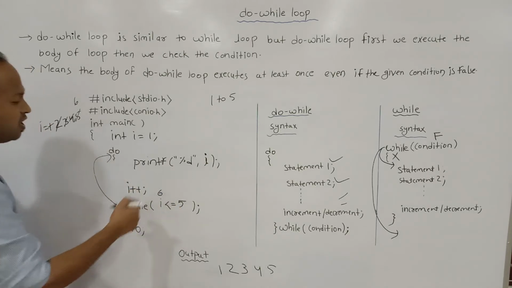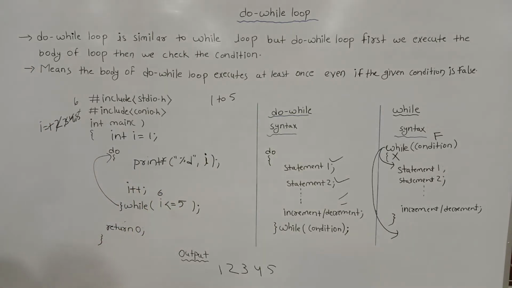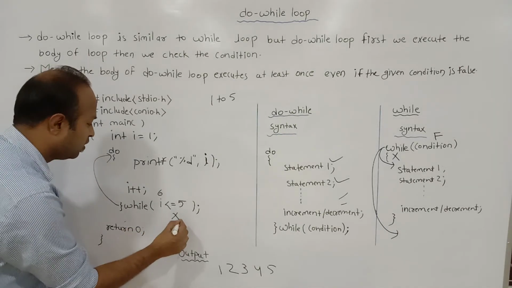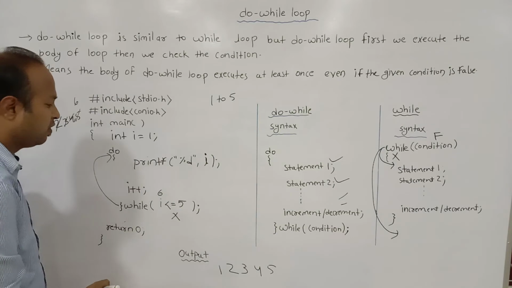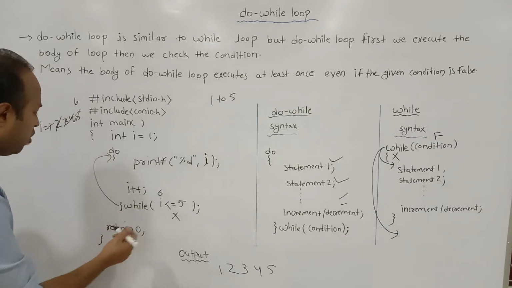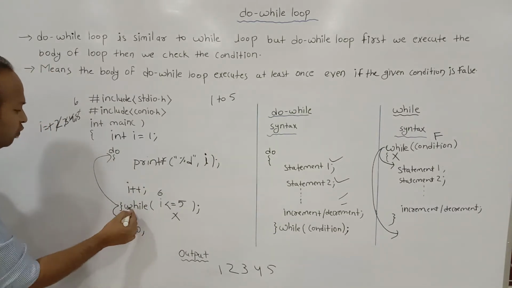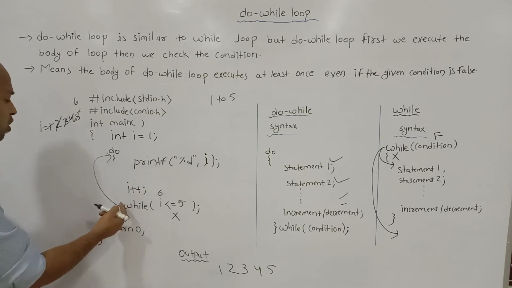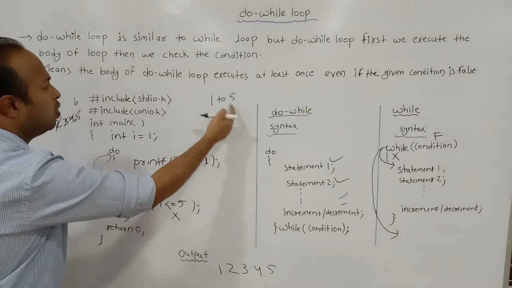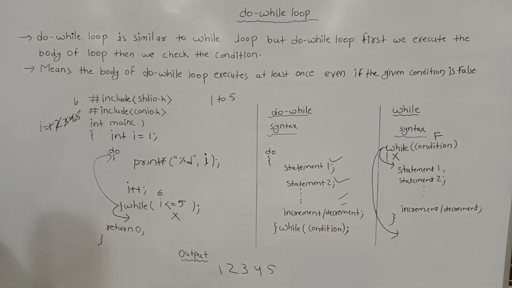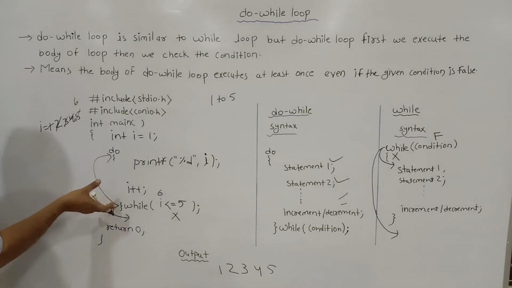Now again we check the condition. Now this condition is false. 6 can't be less than or equal to 5. When this condition is false, we jump outside of the do while loop, which means the do while loop will break. In this way we can print from 1 to 5. So this is the working of the do while loop.